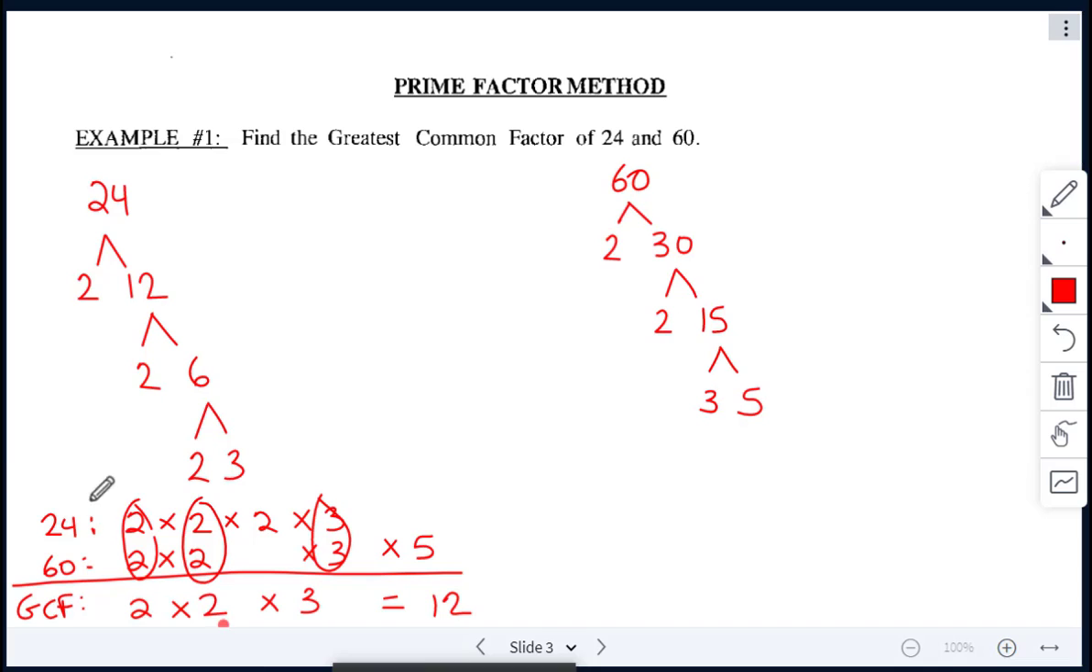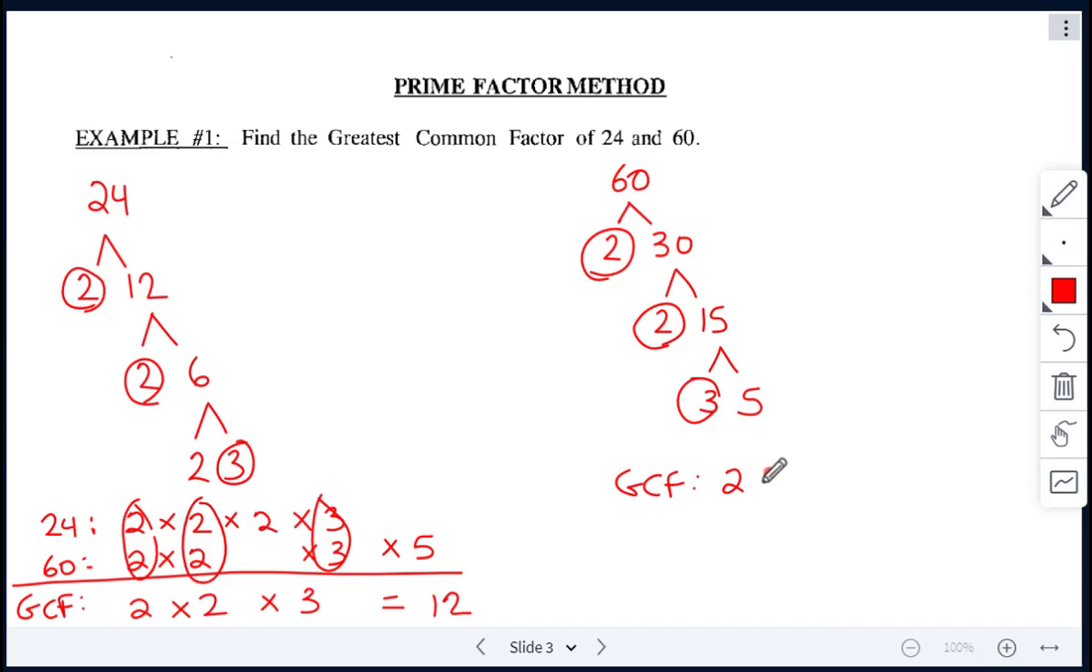The other way you could have done it is when you did your factor tree like this, you can circle the ones that are common. So 2 and 2, 2 and 2, and then we have a 3 and 3. So the GCF is 2 times 2 times 3, which is equal to 12.